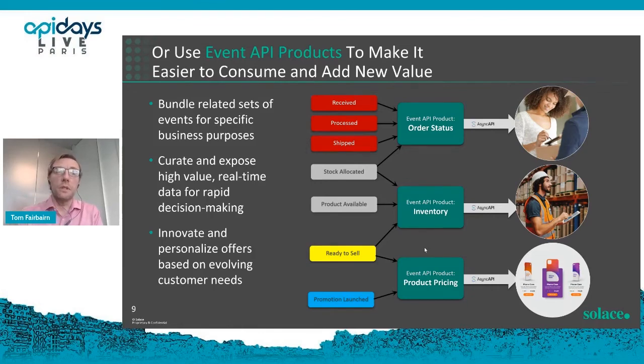So, the standard example of that is, let's say our stock allocated event is evolving. There's more information being put in there. How do we update the stock allocated event such that it doesn't break order status and inventory? Thinking about these things in this product way and managing them in this product way makes that much easier.